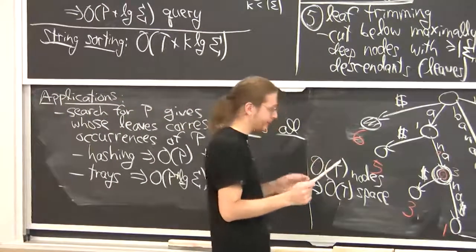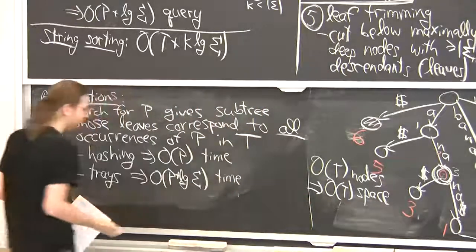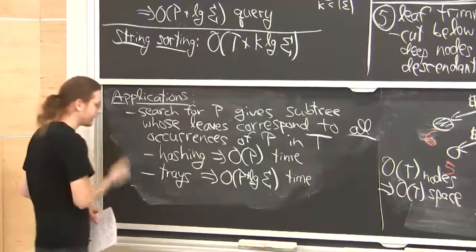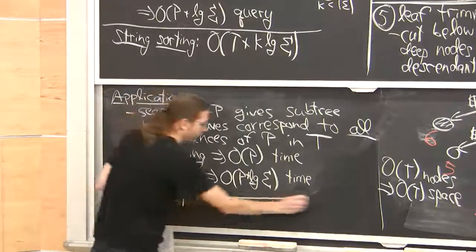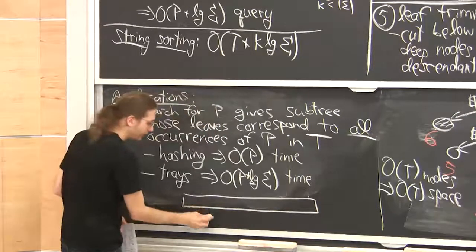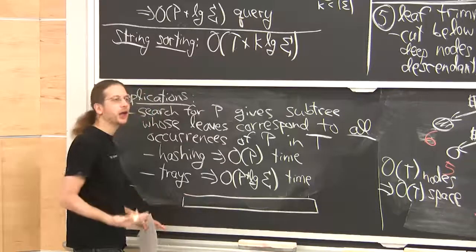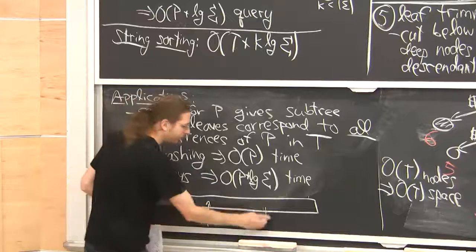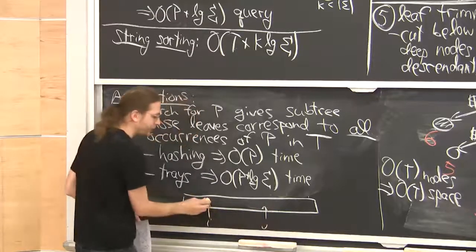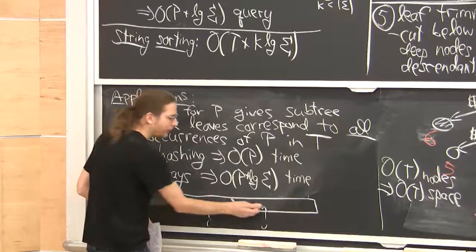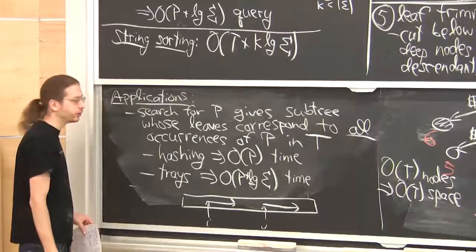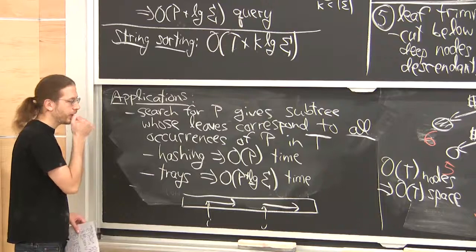Here's another fun one. Suppose I have this giant string, and I just want to compare 2 substrings in it. Suppose I want to measure how long a repeated substring is. So I've got position i, and I've got position j. Let's say I already know that they match for a little bit. I want to know how far can I go to the right and have them still match? How could I do that?